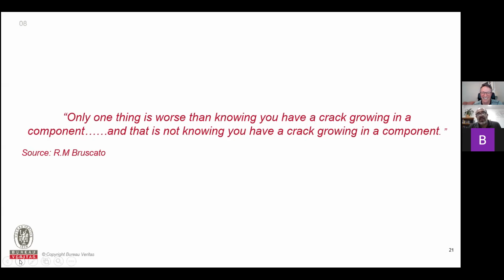He gave that speech and everyone was just scratching their head, wondering what this guy was talking about. It's along the lines of that statement, where only one thing is worse than knowing you have a crack growing in a component, and that is not knowing you have a crack growing in a component. So the push for asset integrity, asset management, asset reliability is something that we advocate quite strongly.